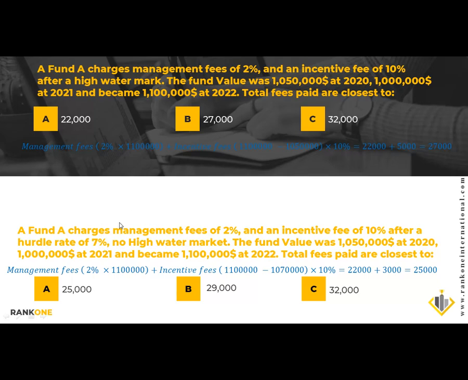Now in question 2, Fund A charges management fees, all else equal, but we have a hurdle rate of 7% and no high watermark. Hurdle rate means we will have 1,100,000 minus 1 million times 1.07, the hurdle rate. The answer is management fees 22,000, incentive fees is 1,100,000 minus the hurdle rate 1 million times 1.07, which is 30,000, times 10% equals 3,000, and the answer is 25,000.